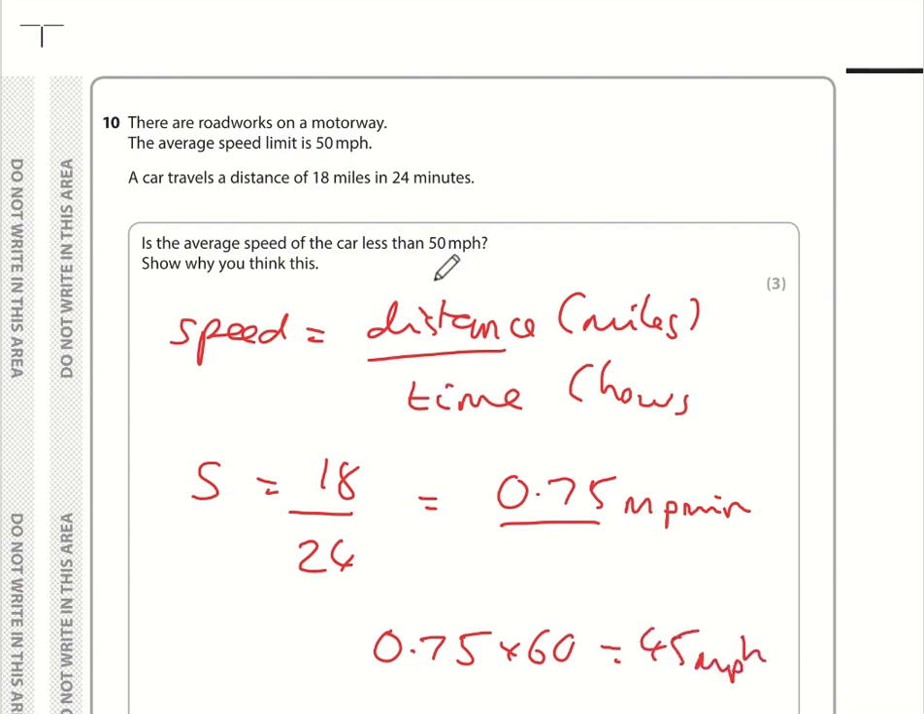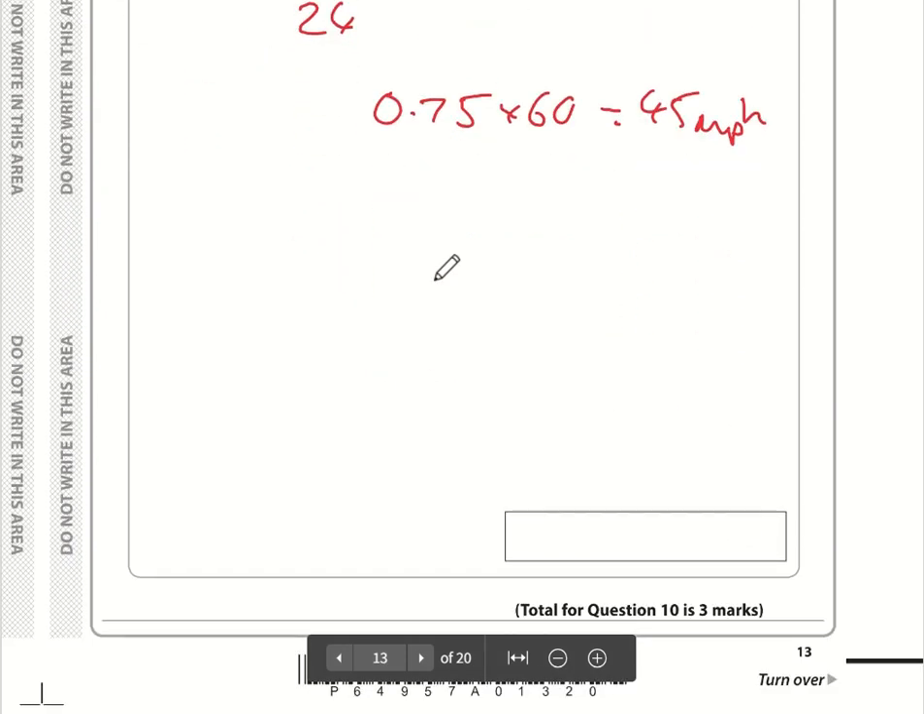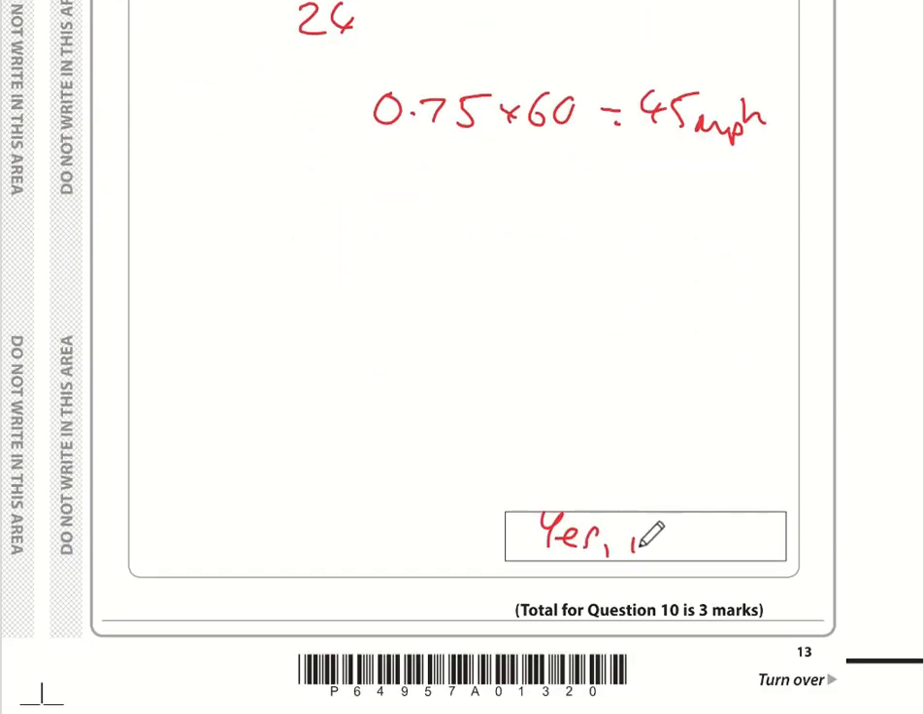Is the average speed of the car less than 50 miles per hour? Well, yes. It's 45 miles per hour.